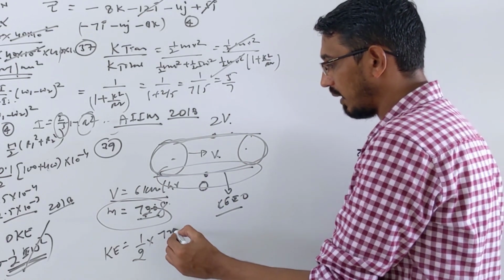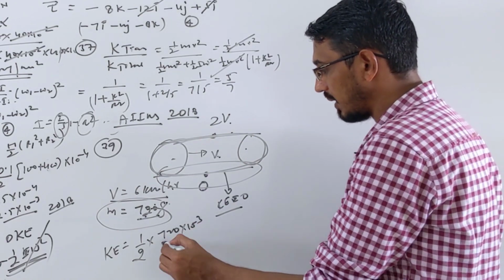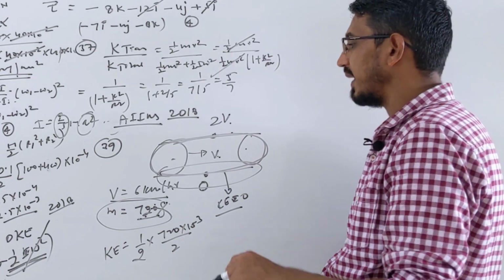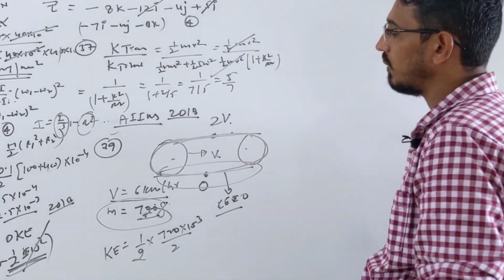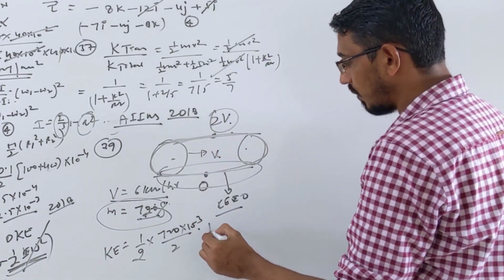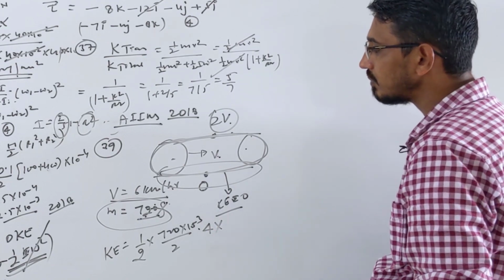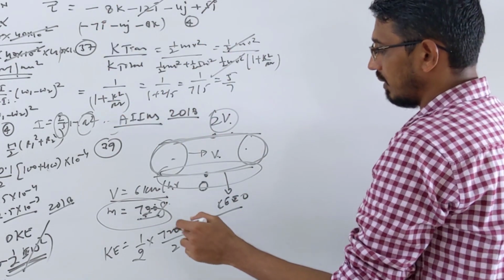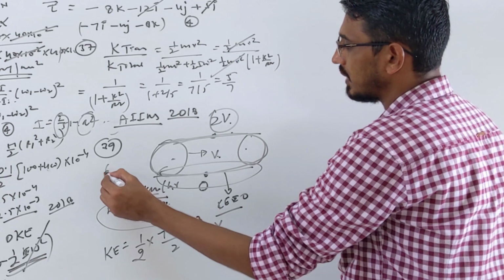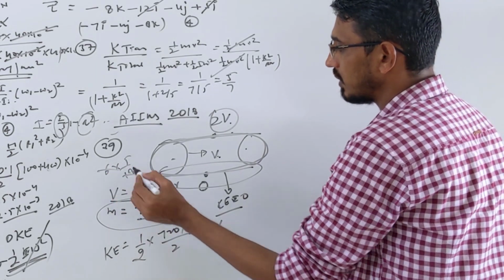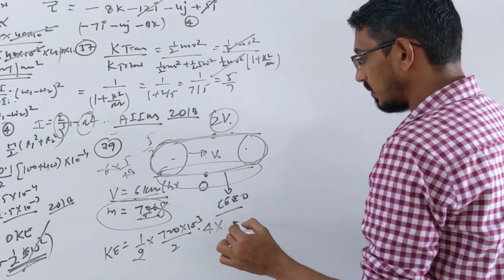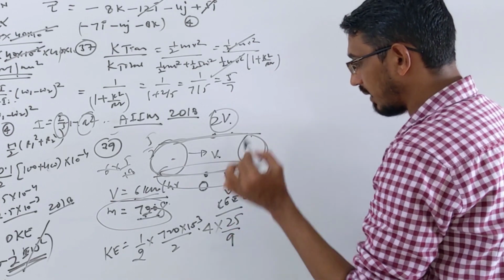So 720 gram is 720 times 10 power minus 3 kg, divided by 2, that is m. Then v square. The velocity is given as 2v, so that becomes 4 times v square. What is the velocity? The velocity is 6 km an hour. 6 into 5 by 18. This goes 3 times, so 5 by 3, so 25 by 9.